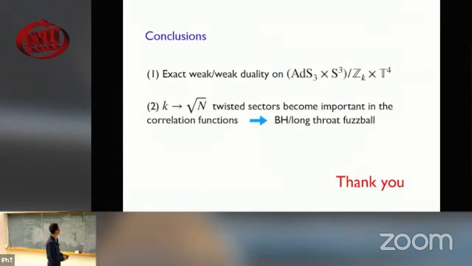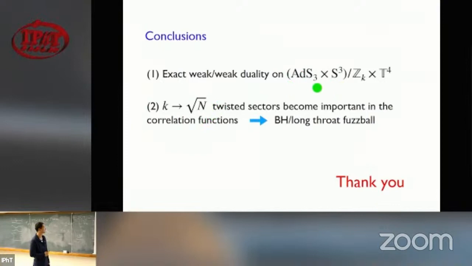So we find the exact weak-weak duality on this background. And second, when the Z_k level, this k, becomes big enough, goes like square root of n, then twisted sectors become very important in the correlation function. And this can be used to study the black hole formation and the long throat fuzzballs. Okay, thank you.